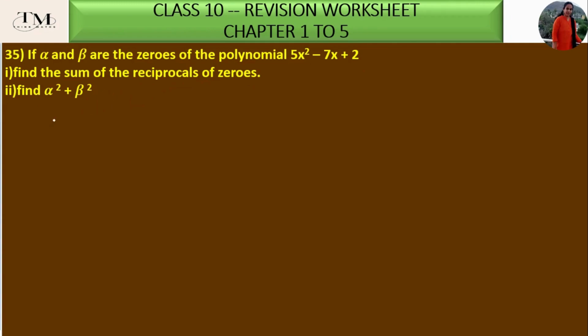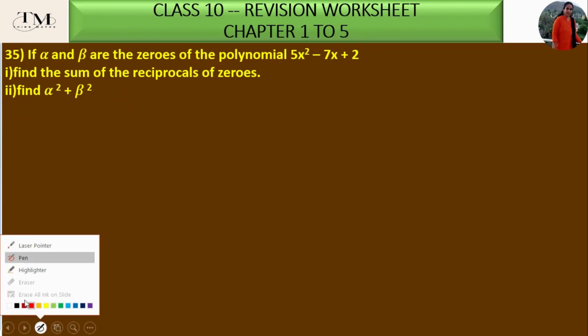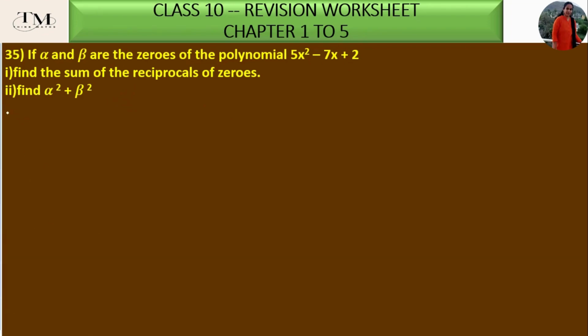We can do this problem in two ways. In the first method, we can use the relationship between the zeros of the polynomial and the coefficients. In the second method, we can solve by finding the zeros and substituting the values. First, let us start the solution by using the relation between the zeros and coefficients.